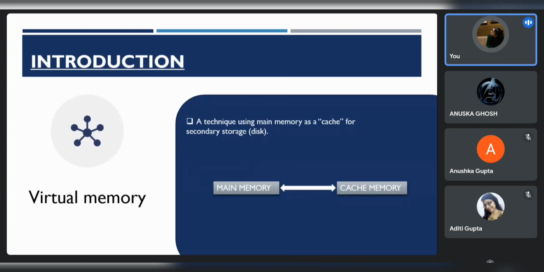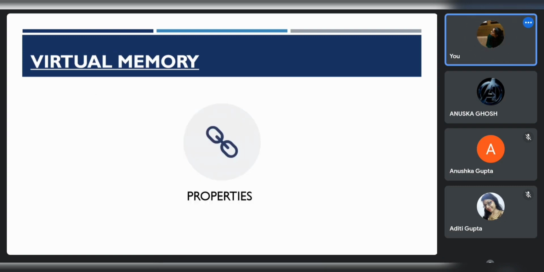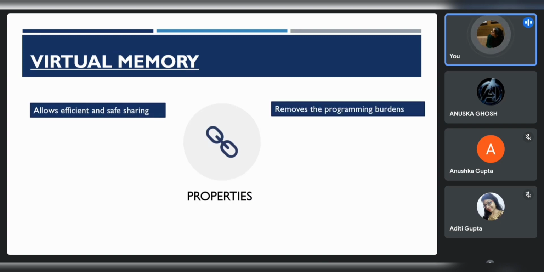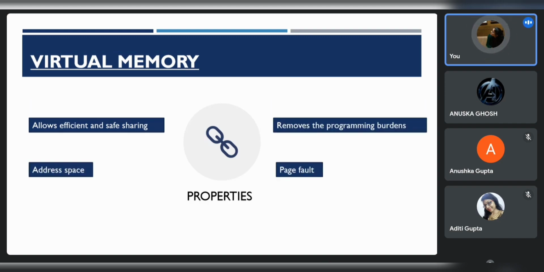Let us discuss a few of the properties. Number 1, it allows efficient and safe sharing of memory among multiple programs. Number 2, it removes the programming burden of a small, limited amount of main memory. Number 3, the programs sharing the memory change dynamically while the programs are running. The compiler sets each program into its own address space. Number 4, a VM block is called a page and a virtual memory miss is called a page fault.